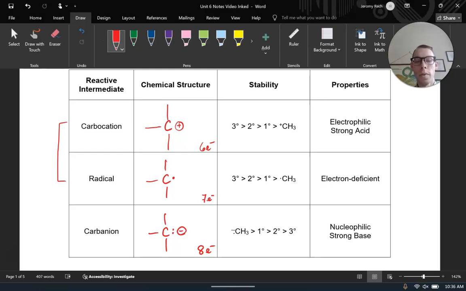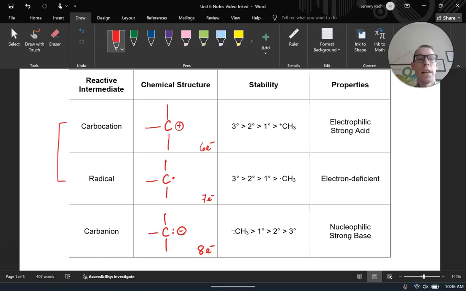rather poor. Your carbanion, on the other hand, has the exact opposite. It would much prefer something like a primary rather than a tertiary, because these are going to be nucleophiles. They're going to be things that are attacking. They're going to be strong bases. And if they have a bunch of stuff around them, it hinders their ability to be a very good base.